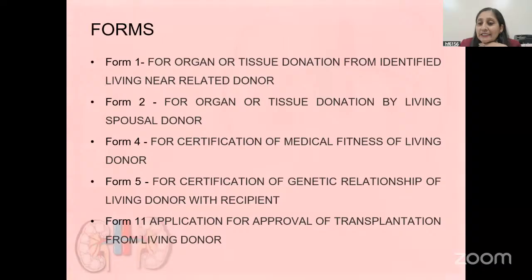So this is basically an overview from the transplant coordinator side. What can they do? Counseling. They can act as a counselor, so they can counsel them about the benefits, so they can come forward and participate in a swap transplant.